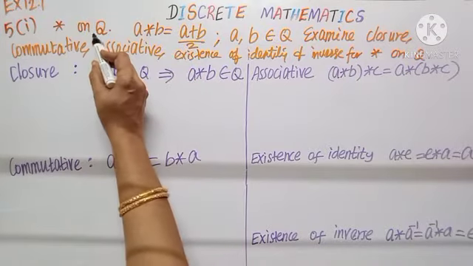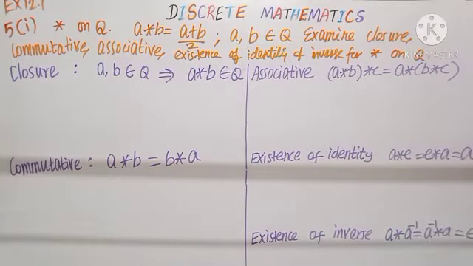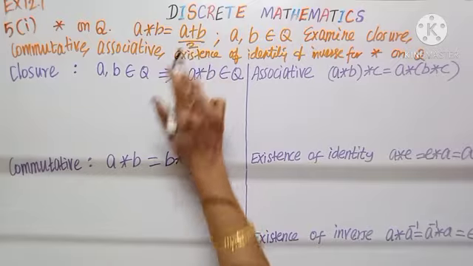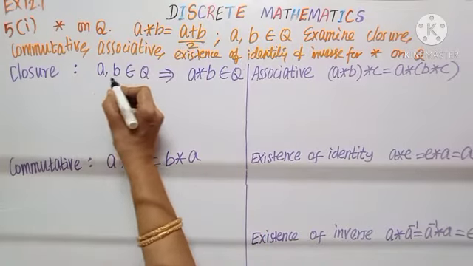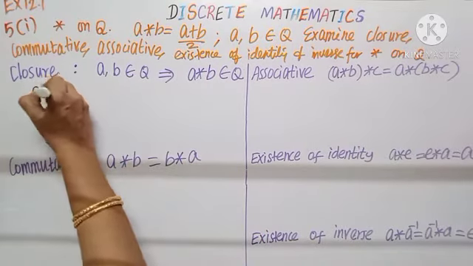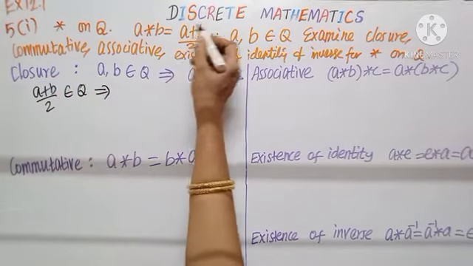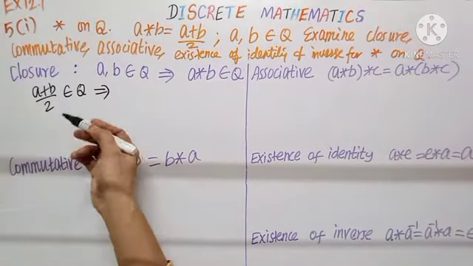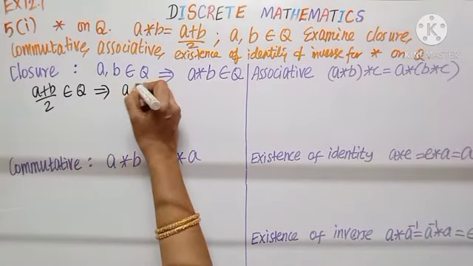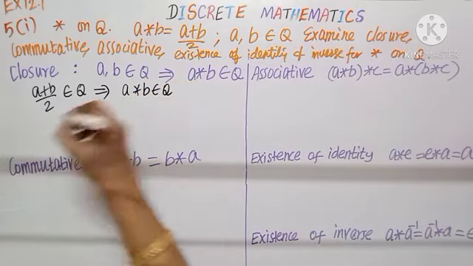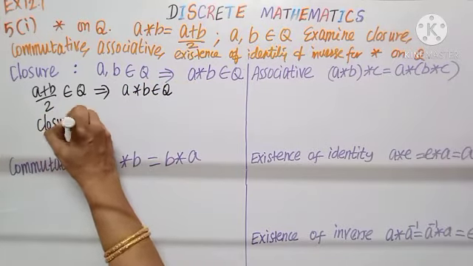First, the question is in Q. Q is the set of rational numbers, that is fractions. It can be positive, negative and any type of fraction. Now, given A is in Q, B is in Q. So whenever A and B are in Q, (A plus B) by 2 also belongs to Q. Addition and division by 2 is obviously a fraction. Therefore, A star B belongs to Q. Closure property is true.